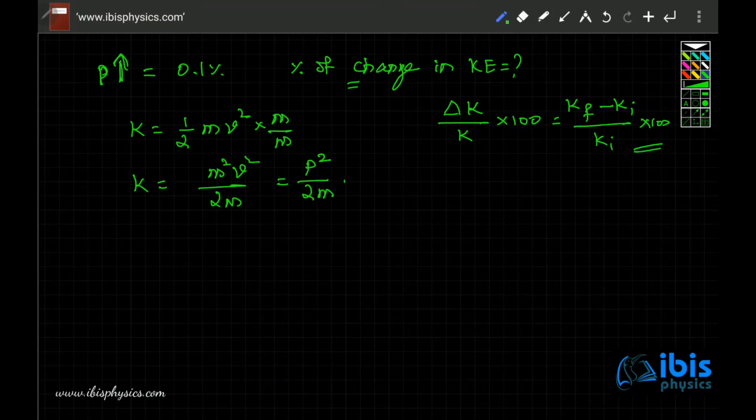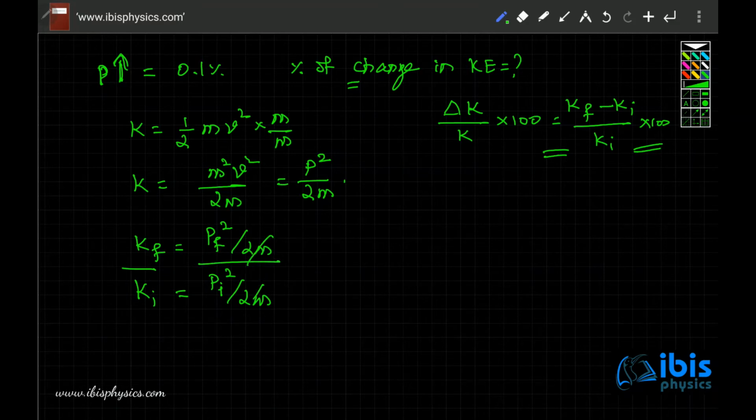Just follow the steps which I do, we will easily end up having this. So final kinetic energy is final momentum squared by 2m, and initial kinetic energy is initial momentum squared by 2m. What is K final by K initial? So 2m will be cancelled, which means that K final by K initial equals P final squared by P initial squared, that can be written as P final by P initial, whole squared.